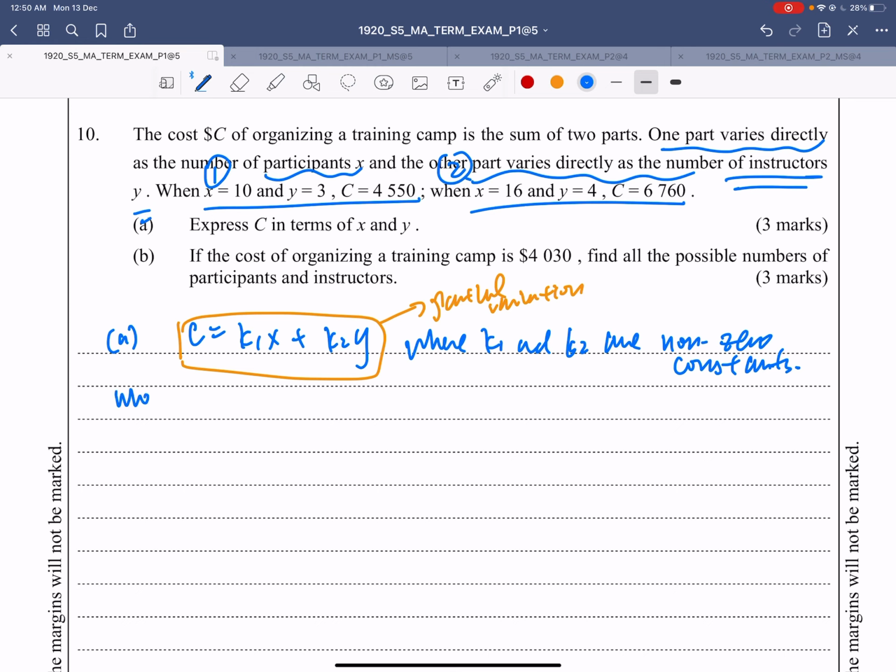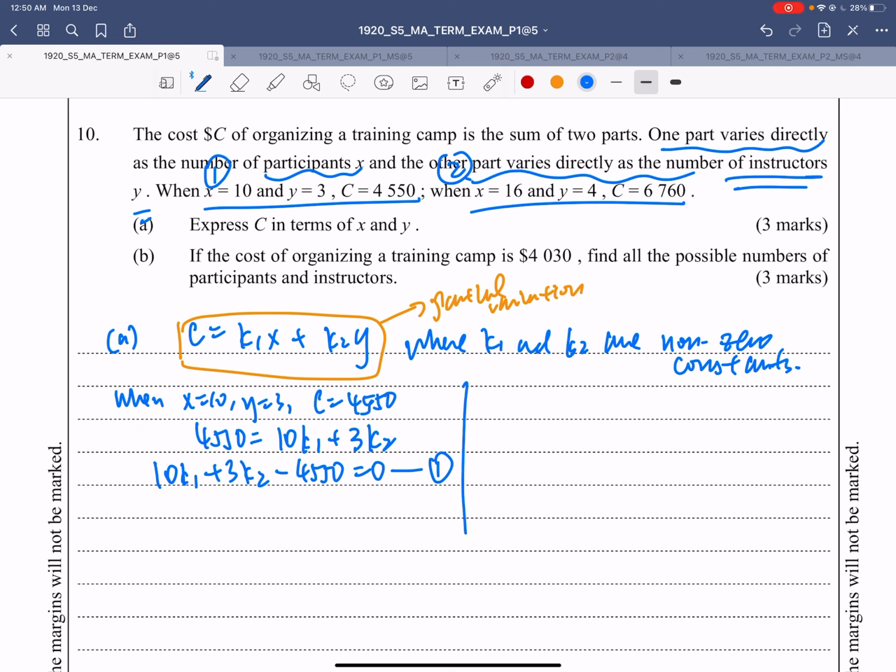So when x equals 10, y equals 3, C equals 4550, so we can obtain that 4550 equals 10x plus 3, sorry, not 10x plus 3y. It should be 10k1 plus 3k2. So 10k1 plus 3k2 minus 4550 equals 0. This is the first equation you can obtain.